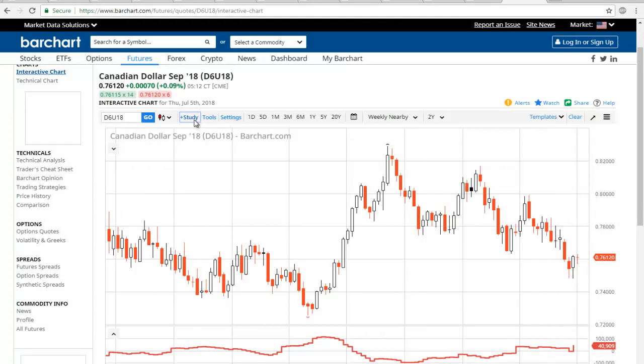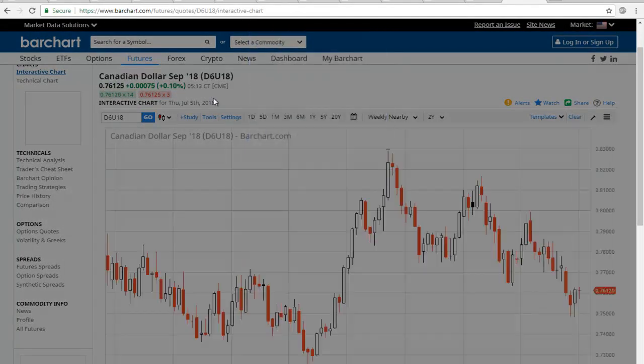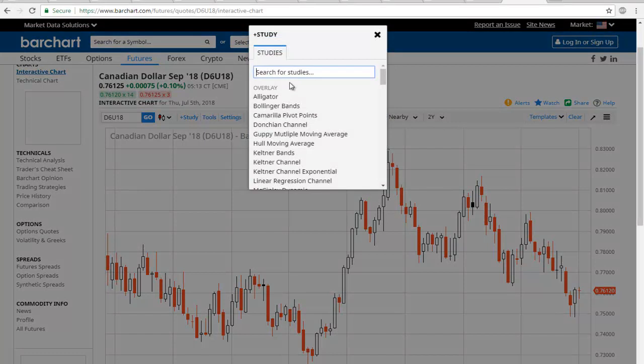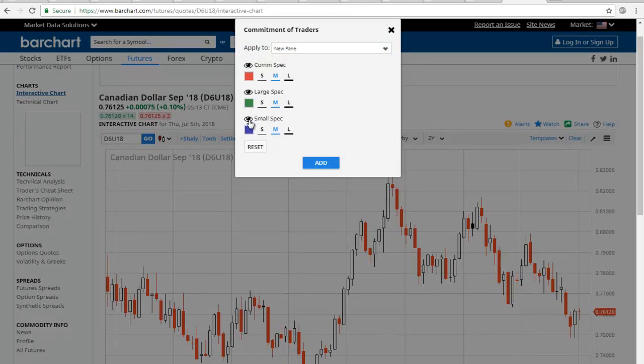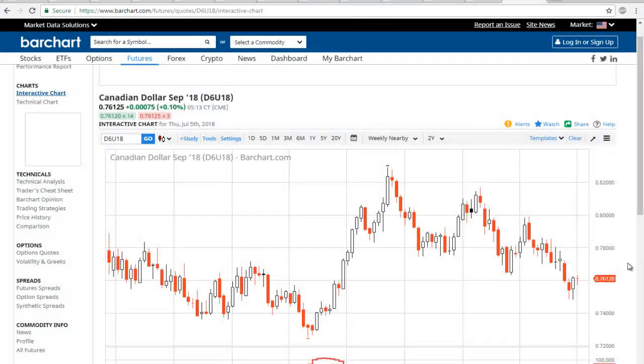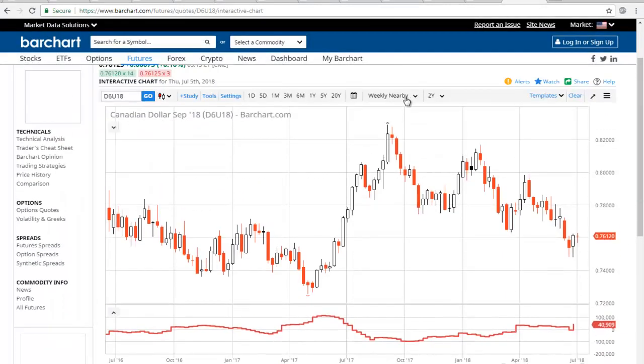Okay, and then study. So imagine that's not there. I'll type in commitment of traders. I get commitment of traders there. And I cancel the small specs, so I click on that and it removes it. I cancel the large specs, I click on that, removes it, and I'll click the large commercial positioning. I'm not interested in small or large, I'm interested in commercials only. Okay, and then I'll add that to the chart, and then I'll see. So then I'll probably go to weekly or something.